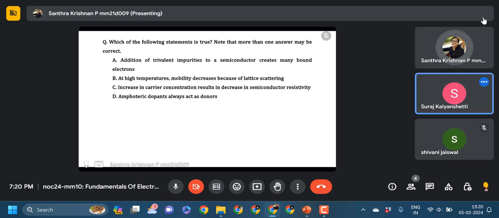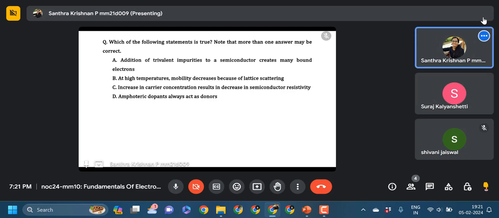Here too, you can use the elimination method where you rule out the ones you are sure about. That is best when you have multiple choice and you're not very sure about the answers. B is correct. Increase in carrier concentration results in decrease in resistivity, that's also correct. B and C. Then what about A and D?